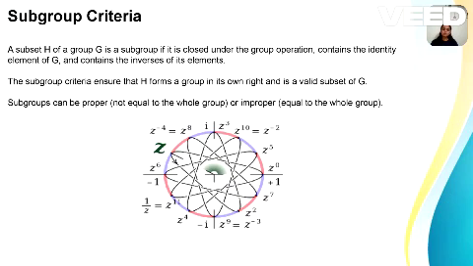Now comes the subgroup criteria. A subset H of a group G is a subgroup if it is closed under the group operation, contains the identity element of G, and contains the inverse of each of its elements. The subgroup criteria ensure that H forms a group in its own right and is a valid subset of G.